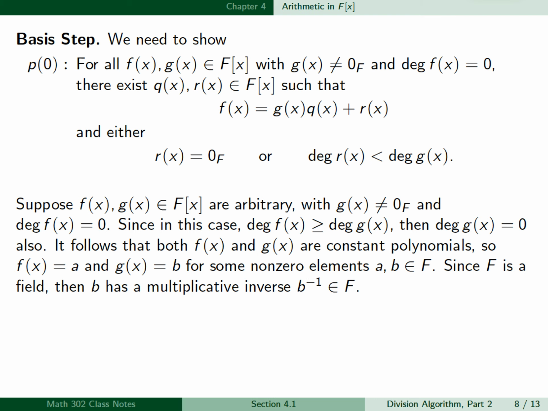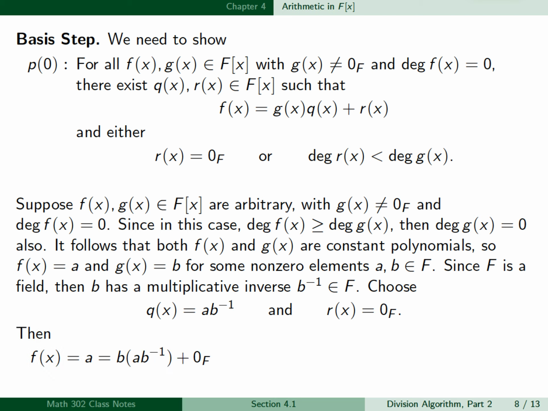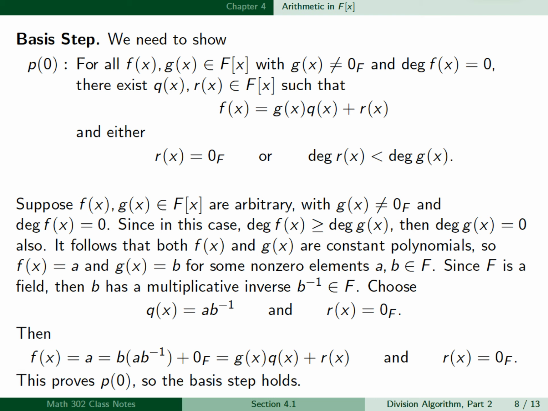Since F is a field, b has a multiplicative inverse, b to the negative 1, in F. So we're going to choose our quotient q(x) to be ab inverse and the remainder r(x) to be 0. Then f(x) is equal to a, which is equal to b times ab inverse plus 0, which is equal to g(x) times q(x) plus r(x). So our equality holds, and r(x) is equal to 0 since we chose it to be 0. So the remainder satisfies the required condition, and so this proves P(0), so the basis step holds.